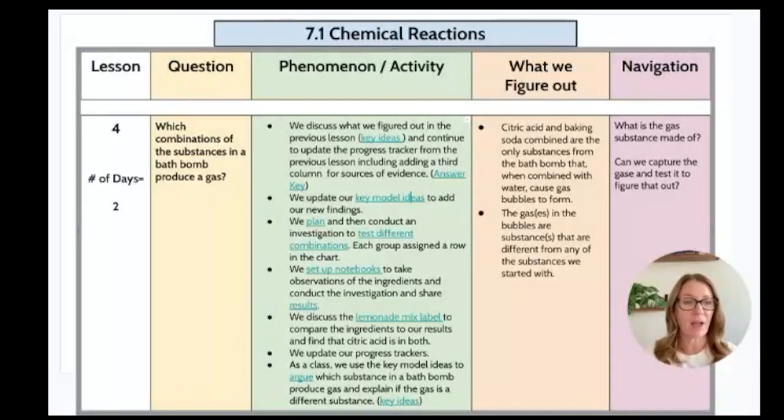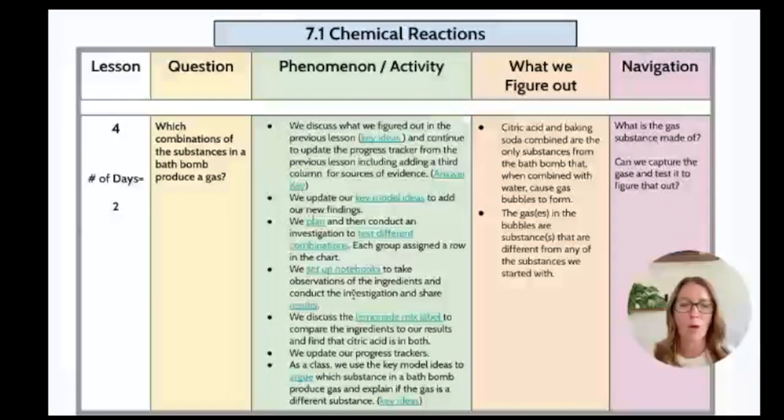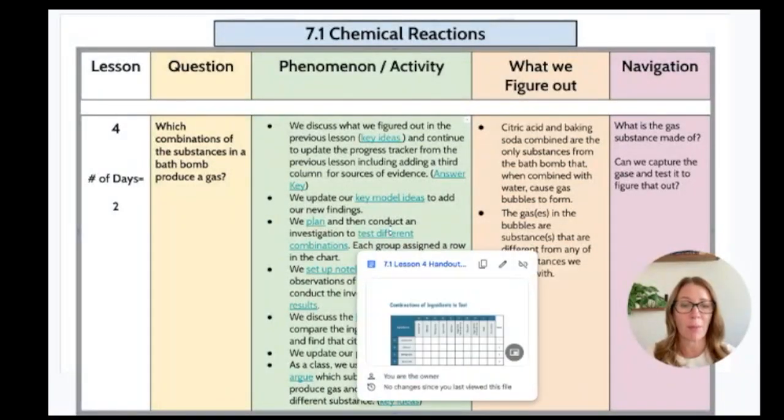And then we plan another investigation. So we think, okay, well, maybe we should mix the other ingredients together. There is a slide here to help you plan an investigation. How can we figure out by testing other ingredients? So we're guiding them to the idea of we're going to mix Epsom salts with baking soda and Epsom salts with olive oil. And then we're going to test different combinations.